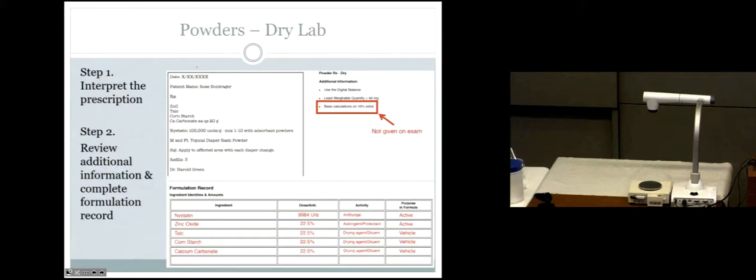What's the point of this? Remember, we still got to make sure it seems reasonable. It's a powder. What kind of powder? She's an infant. It's a diaper rash powder. Does this make sense? Would this be something you'd want to make?